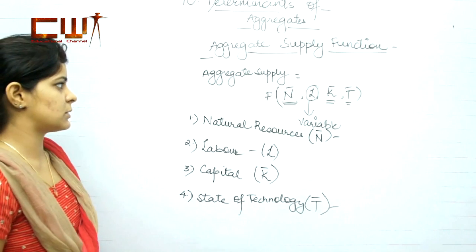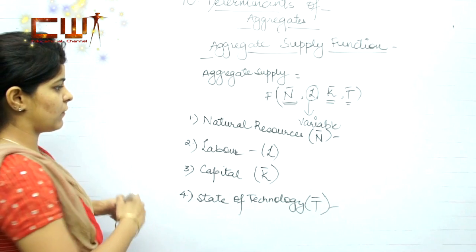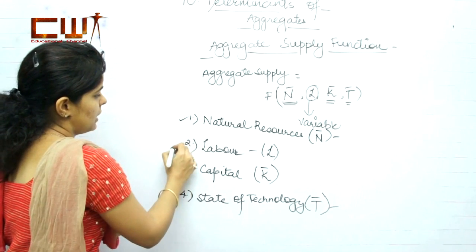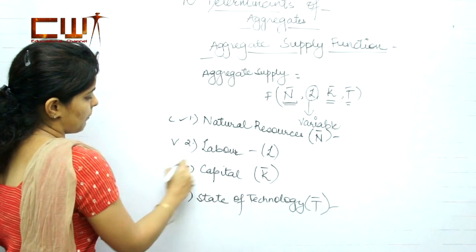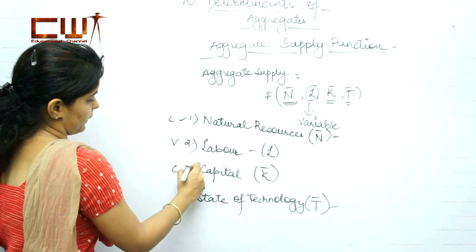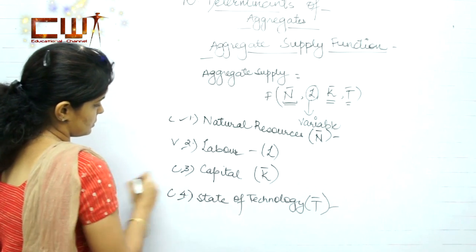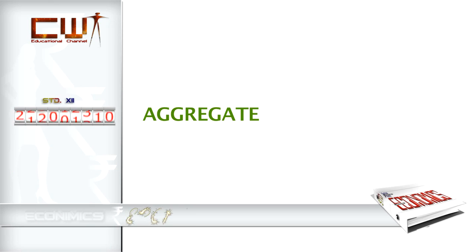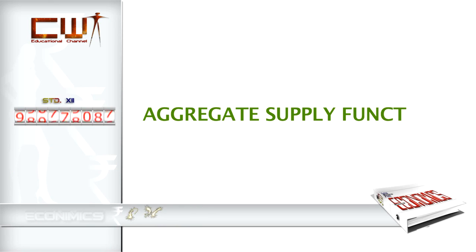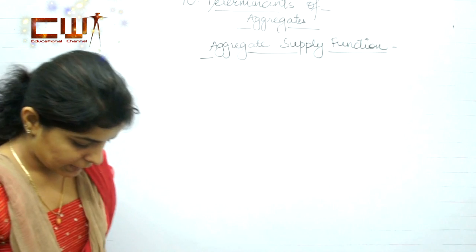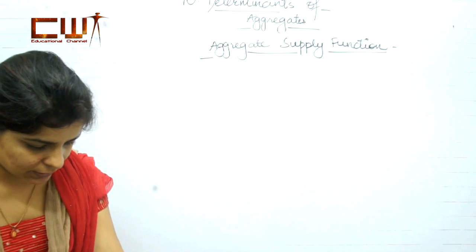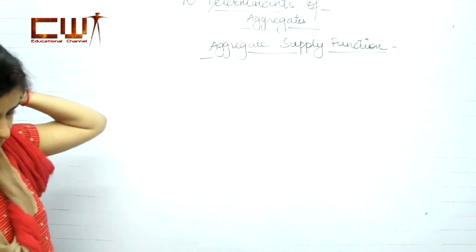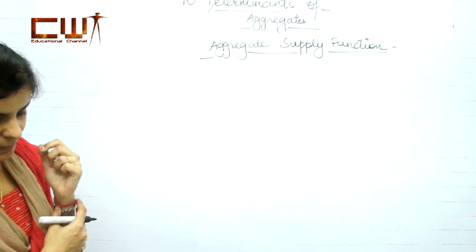That remains constant. So you have the aggregate supply, you have natural resources that remain constant. Labor is variable. Capital remains constant and state of technology remains constant. Next, you have the aggregate supply function; it gives you the schedule and the diagram. The aggregate supply function has the level of employment and the aggregate supply price.